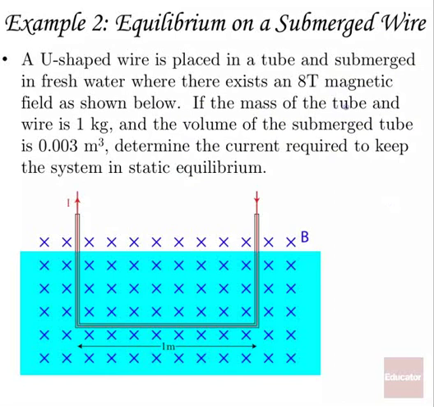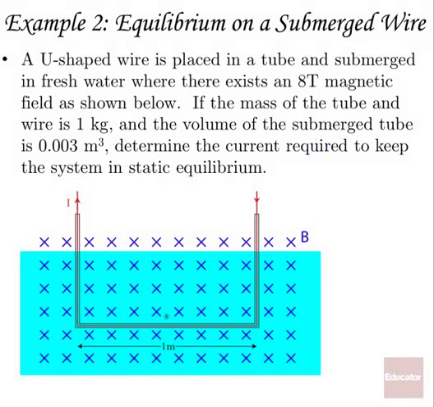Let's take a look here at a more detailed problem that'll bring us back to some fluids review as well. A U-shaped wire is placed in a tube and submerged in fresh water where there exists an 8 Tesla magnetic field into the plane of the page as shown. If the mass of the tube and wire is 1 kilogram and the volume of the submerged tube is 0.003 cubic meters, determine the current required to keep the system in static equilibrium.